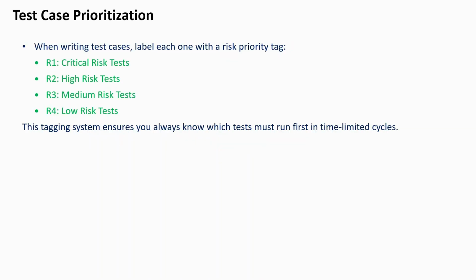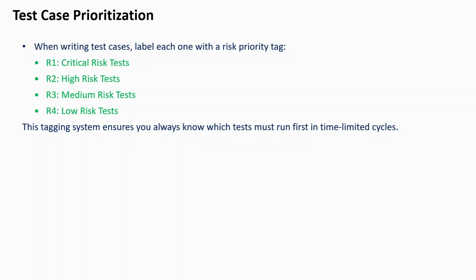When writing test cases, it is a good practice to label or tag each of the test cases with the risk priorities. Some of the tags could be like critical tests like R1, R2, R3 and R4. This tagging system ensures you always know which test must be run first in a limited time cycle. If there is pressure on the test timing or if you don't have much time to execute, then this best practice will help you prioritize the test cases for your testing.